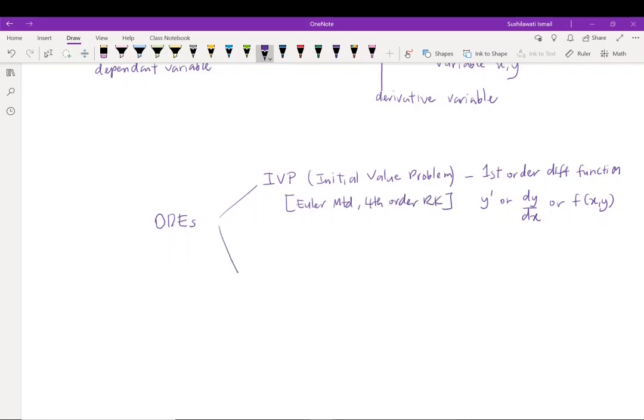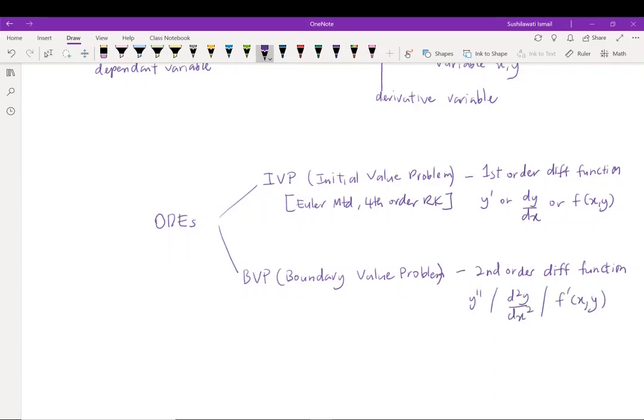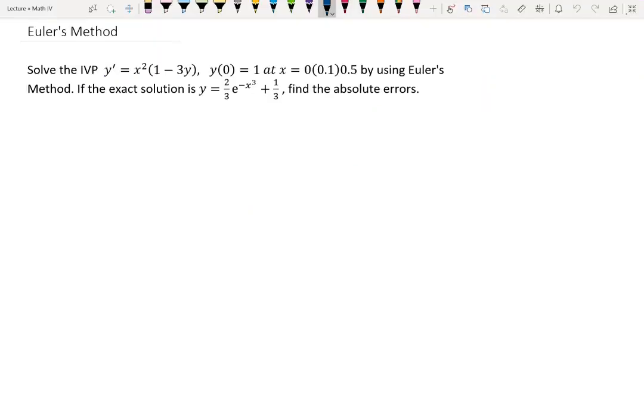Then the second solution of ODE is to identify the boundary value, also known as boundary value problem, BVP. For this one, your ODE contains second order differential variables, either in the form of y double prime or d squared y over dx squared or f prime(x, y). For this type of ODE, we only discuss how to solve it using the finite difference method. Now we move to the example to solve the ODE using Euler's method.